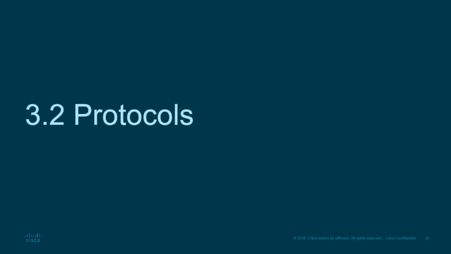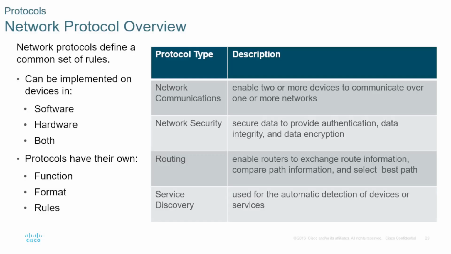Network protocols define a common set of rules that allow devices to communicate effectively. These protocols can be implemented in software, hardware, or a combination of both, depending on the network and the devices involved. Each protocol has its own unique function, format, and rules for how communication occurs, including timing, delivery, and error handling. Examples include IP and UDP for network communications, security protocols like SSL and TLS, routing protocols like OSPF, and discovery protocols like ARP. Working together, these protocols ensure that devices can understand each other and exchange data reliably across a network.